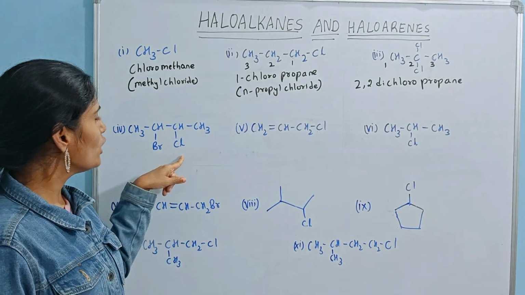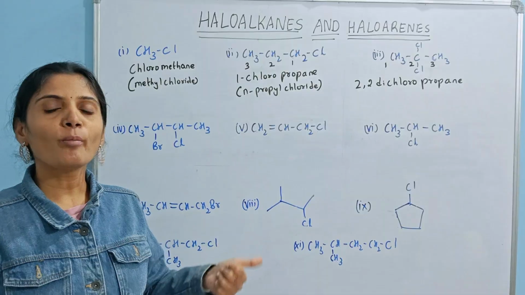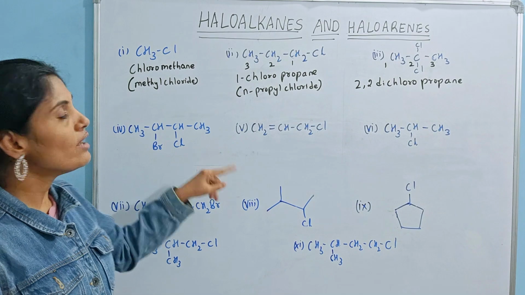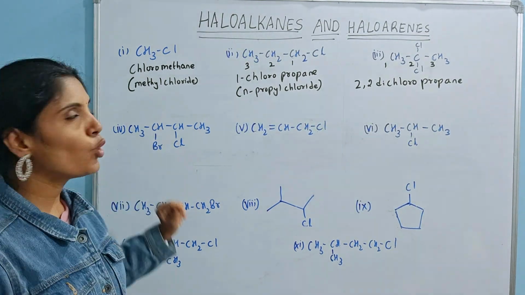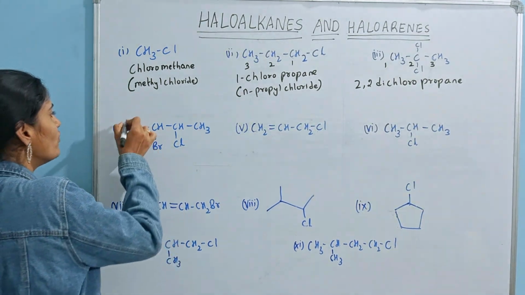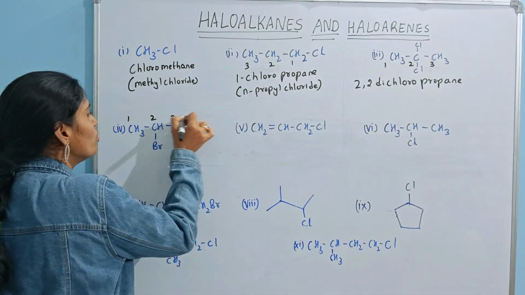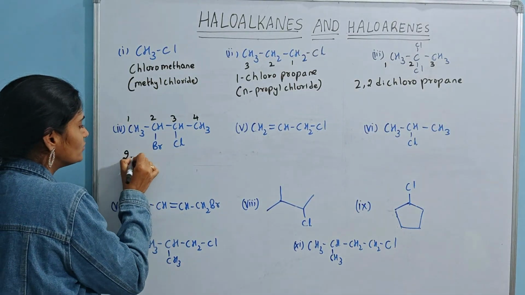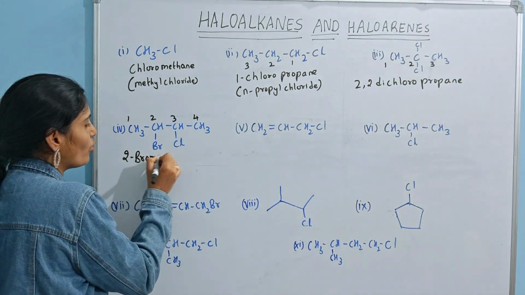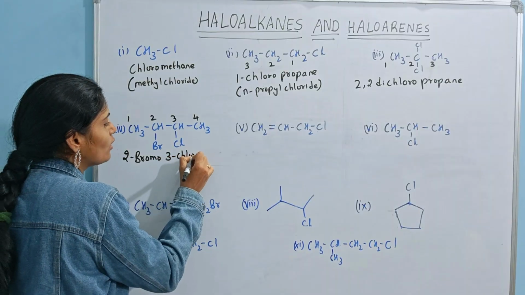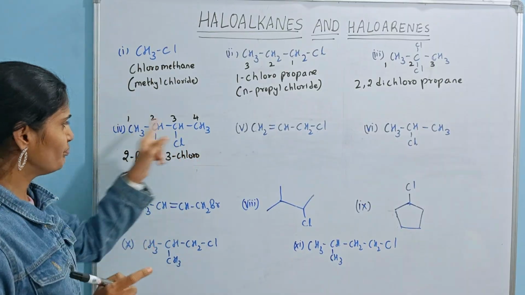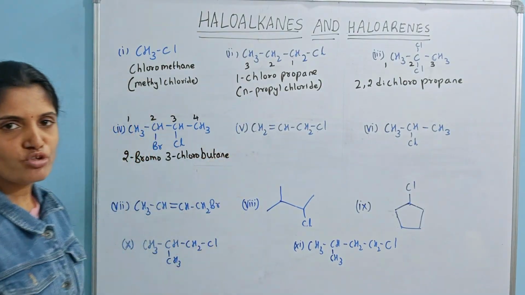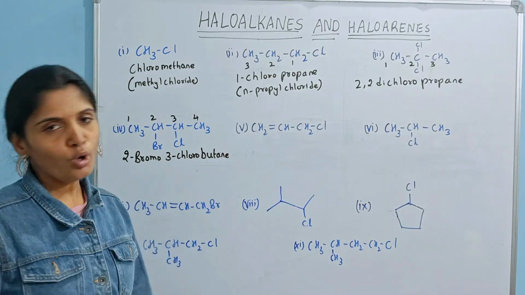If you take bromine and chlorine, bromo, chloro, bromine starts with the alphabet B, which comes first in the alphabetical order. So I will number in such a way that the carbon holding bromine will get a lesser number. So how will I number it? 1, 2, 3, 4. It has 4 carbons. So I will name it 2 bromo, 3 chloro, butane. Butane: 4 carbons, no unsaturation. So it is 2 bromo, 3 chloro, butane.